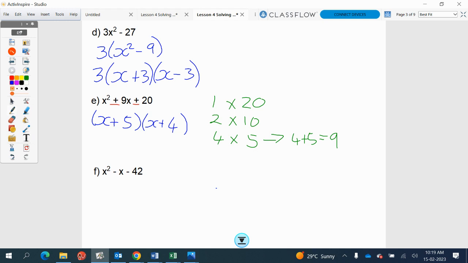Okay, this final expression, it's a trinomial again, so we're going to do a trinomial factorization. We'll start off by listing the factors of 42. 1 times 42, 2 times 21, 3 times 14. What else have we got? 4 times... 7 times 6.